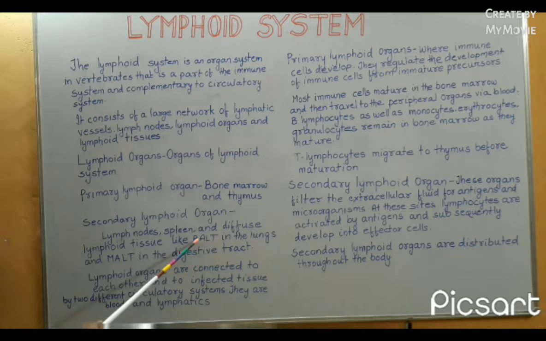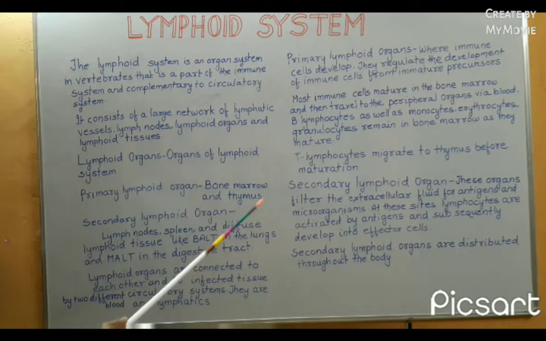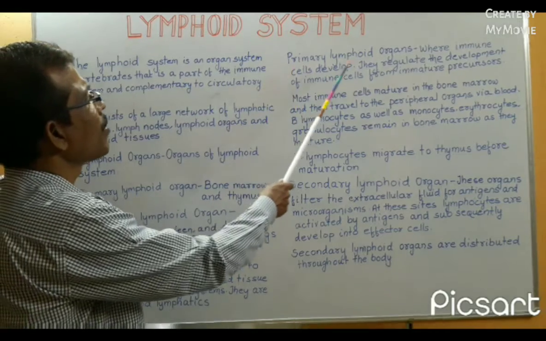BALT means bronchial associated lymphoid tissue, which is present in the lungs, and MALT means mucosa associated lymphoid tissue that is present in the digestive tract. Both the primary lymphoid organs and secondary lymphoid organs are connected to each other and to infected tissue by two different circulatory systems. These two circulatory systems are blood and lymphatics. Then we shall discuss about primary lymphoid organs.